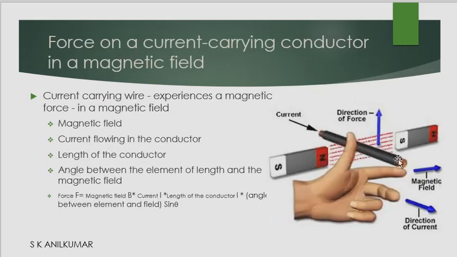The direction of the force, the direction of the magnetic field and the direction of the current will be different, and at right angles. So a current carrying wire experiences a magnetic force in a magnetic field. When there is a magnetic field and there is a current, the magnetic field will give a magnetic force on the current carrying wire. The strength of the magnetic field, the length of the conductor, the current flowing in the conductor, and the angle between the element of length and the magnetic field will decide how much the force is.